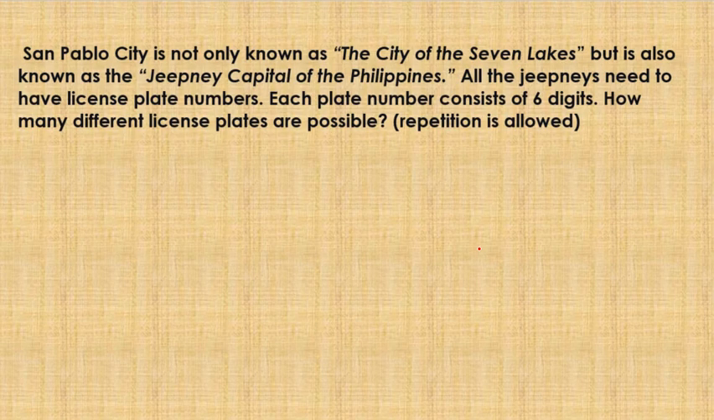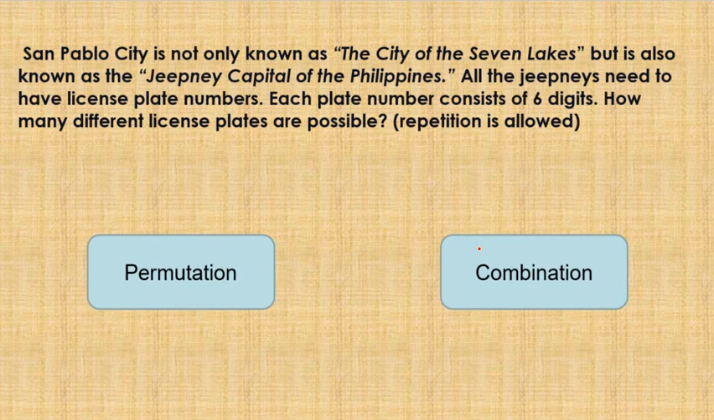San Pablo City is not only known as the City of the Seven Lakes, but it's also known as the jeepney capital of the Philippines. All the jeepneys need to have license plate numbers. Each plate number consists of 6 digits. How many different license plates are possible? Repetition is allowed. Is this one to be solved using permutation or combination?